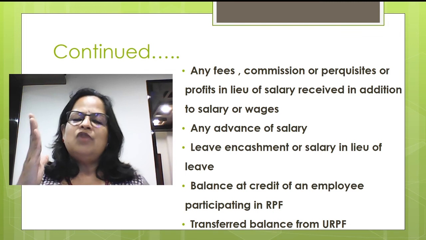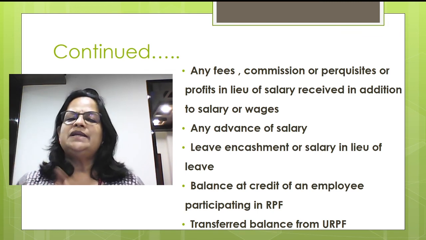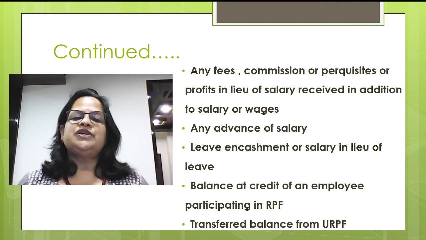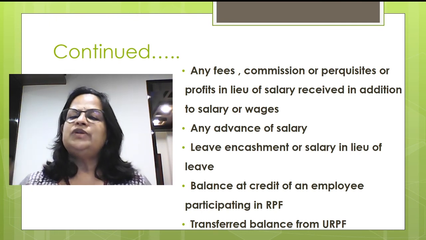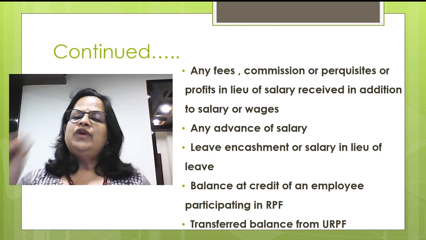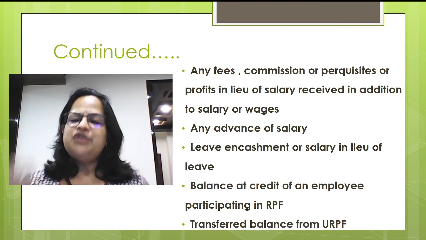Leave encashment I have already explained in the basic concepts, that is earned leave can be encashed. A government servant's leave encashment is allowed up to 300 days. That means if you have 300 days of earned leave at your credit, then you are eligible to get 10 months' salary.